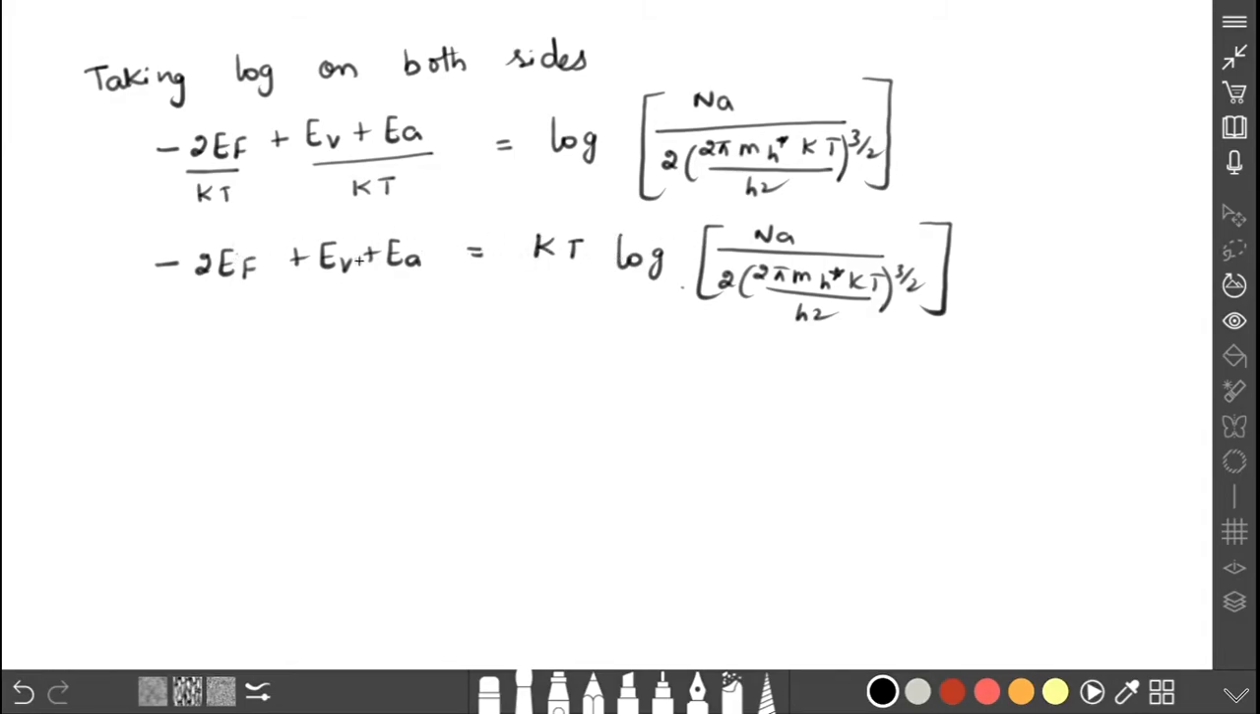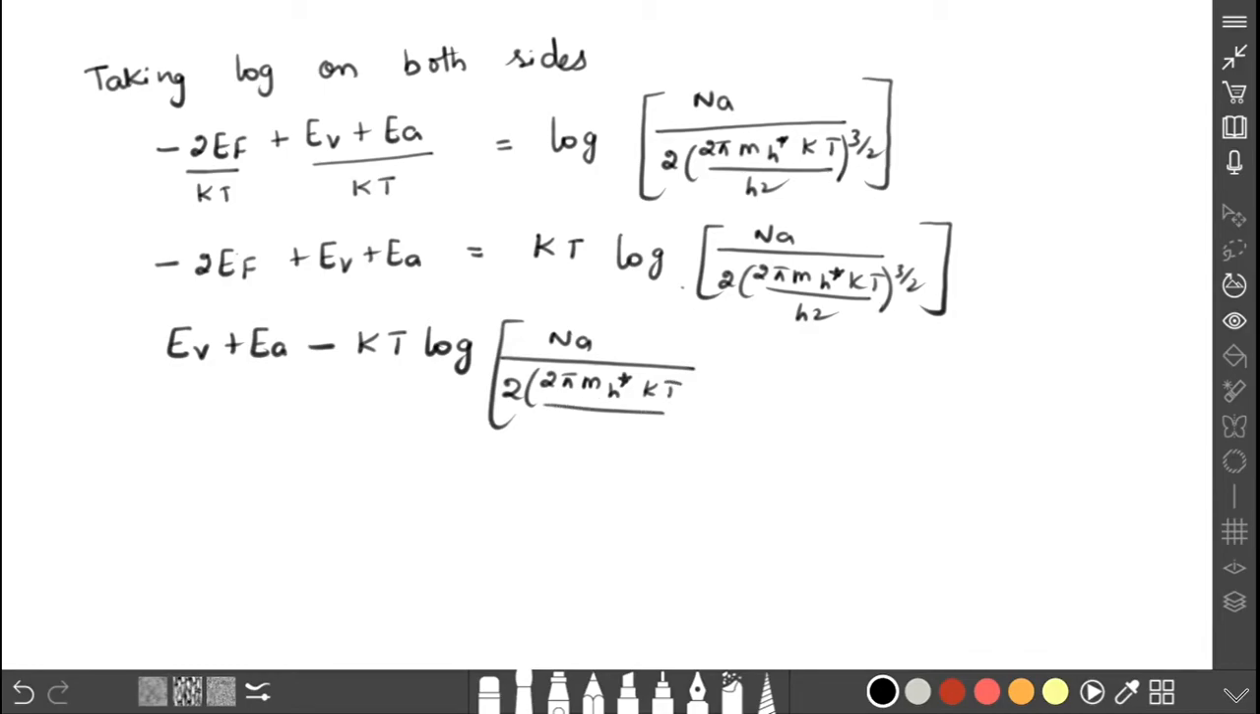So how can I write? Listen carefully. EV plus EA is there, plus, okay, sorry, minus sign will come. This term is here plus. So when it comes opposite side, minus KT log of NA divided by 2 pi m h star KT divided by h square whole to the power of 3 by 2, which is equal to 2EF.